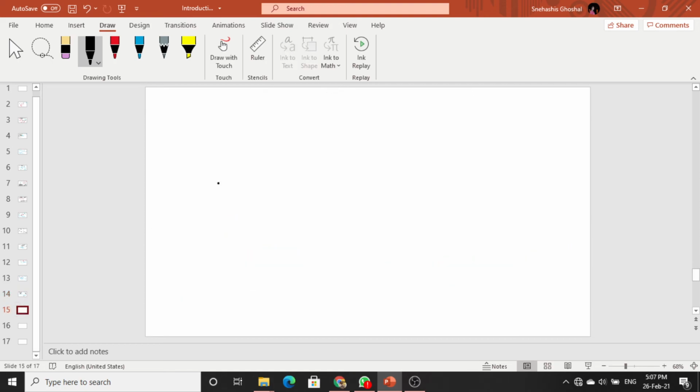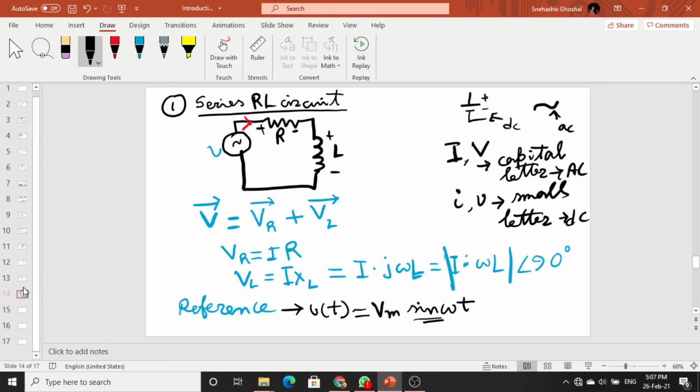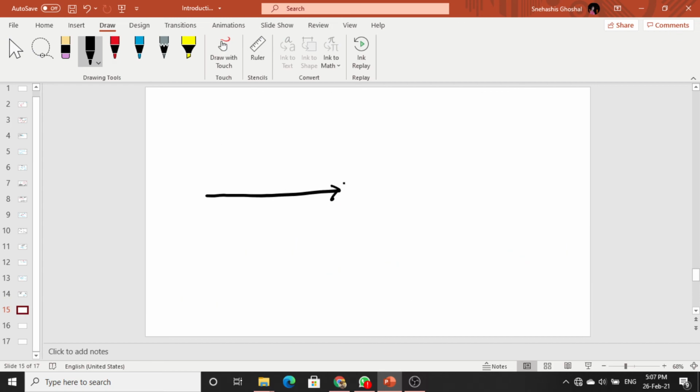I am representing it through a phasor diagram. See, this is my I. It is a series circuit. Current is I, current is I. It is a series circuit, so current will be the same in both the elements. So in a series circuit, current is the reference phasor. Okay. So current I is the reference phasor.